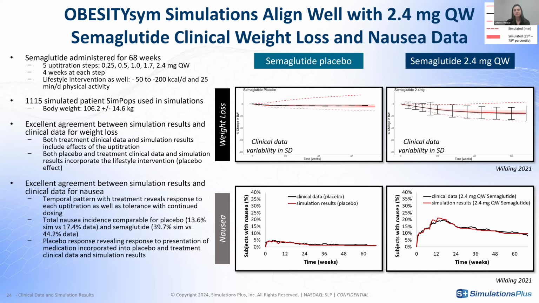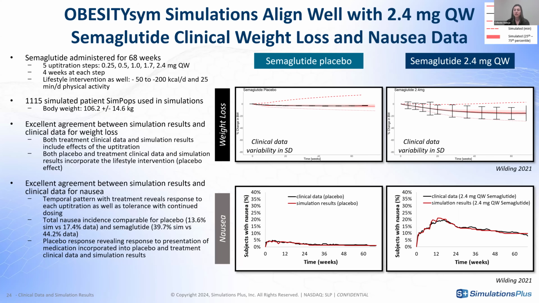Now, if you look at the plots on the right, in the left-hand column you have the results from the placebo group, and in the right-hand column you have the results from the group that was dosed with semaglutide. The top row shows you the % weight loss over time. Our simulation results are given in red, and the clinical data is given in black. As you can see, we have really nice agreement between the model and the clinical results, both in the group that was dosed with the drug, but also with the weight loss that was reported from the placebo group, which can be attributed to that lifestyle intervention.